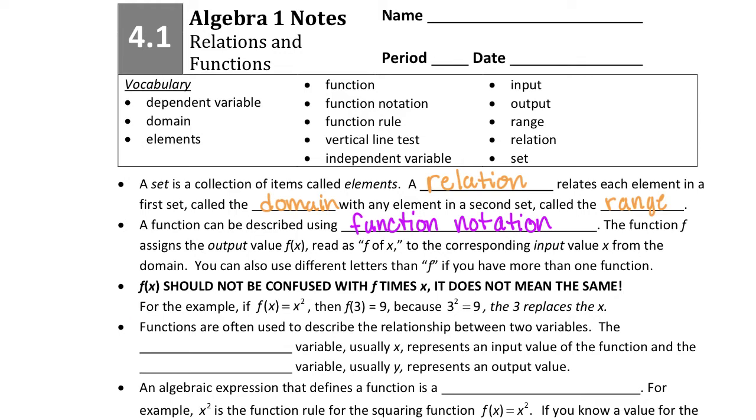But here's one very important thing: f of x should not be confused with f times x. I see so many students doing that. The letter f is not a variable. It does not mean the same thing. So for this example here, f of x equals x squared means that f of 3 would equal 9 because 3 squared equals 9. It's really just substitution. The 3 is just going to replace the x in the statement.